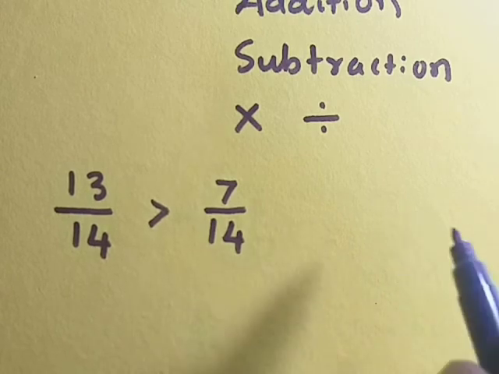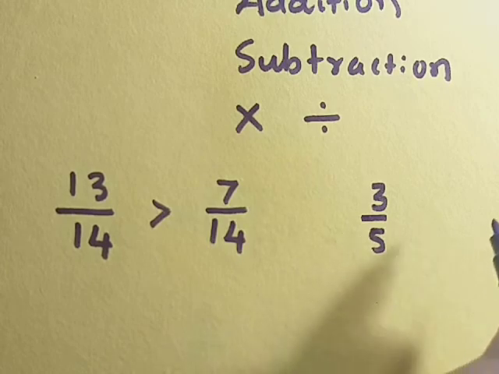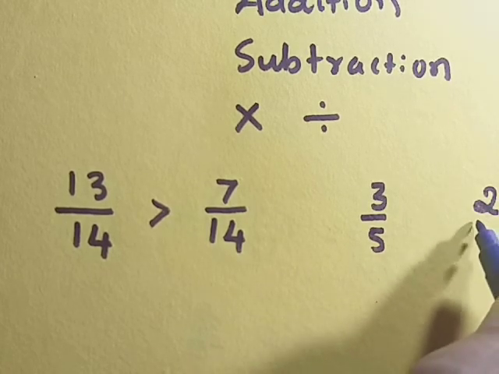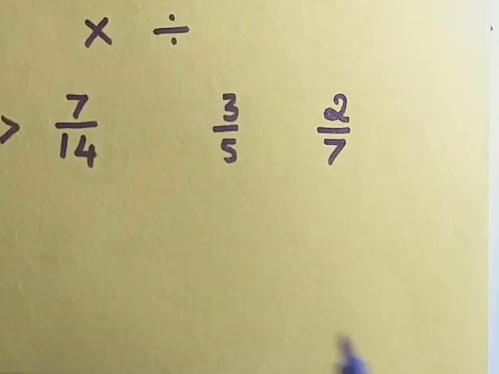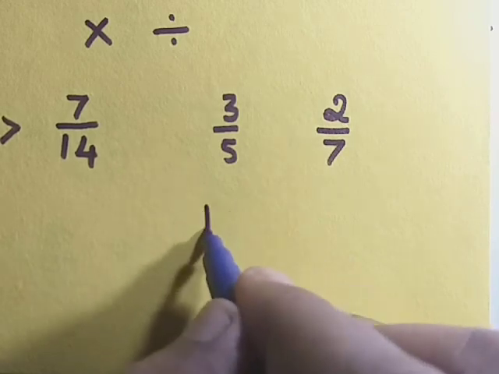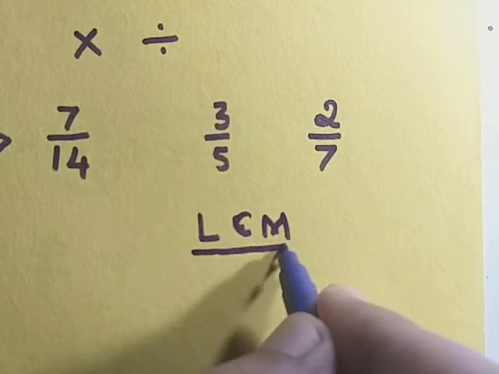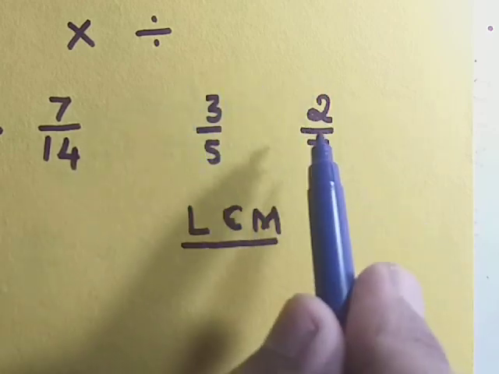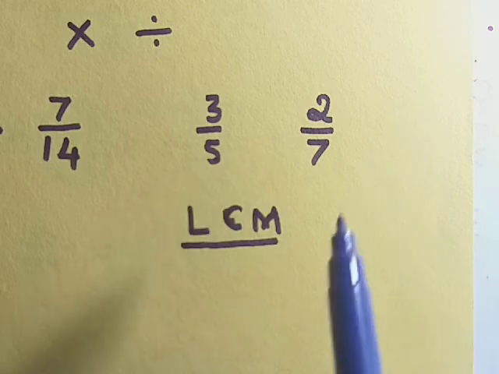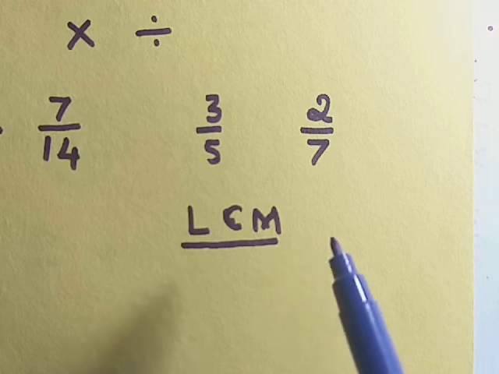But when unlike fractions are given, say 3 by 5 and 2 by 7, which is greater, which is smaller? In order to do that, we need to find the LCM of the denominators, which actually makes these like fractions. Unlike fractions are converted into like fractions by means of finding the LCM. This kind of concepts we will be discussing in our topic of fractions.